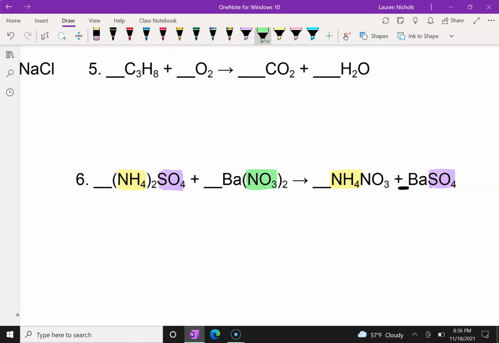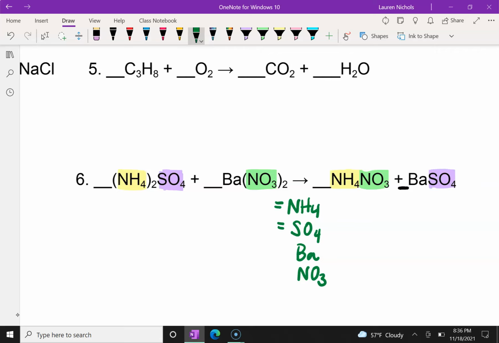And we have NO3 in both places. The beauty of this is it allows us to keep our polyatomic ions together. So I can say, all right, NH4 is one of my ions, SO4 is another one, Ba is a regular cation, and NO3 is one of our polyatomic ions.